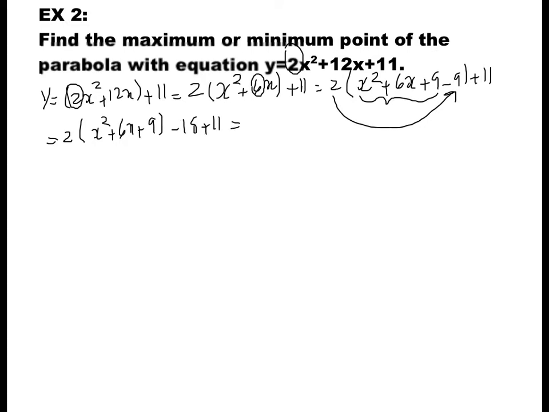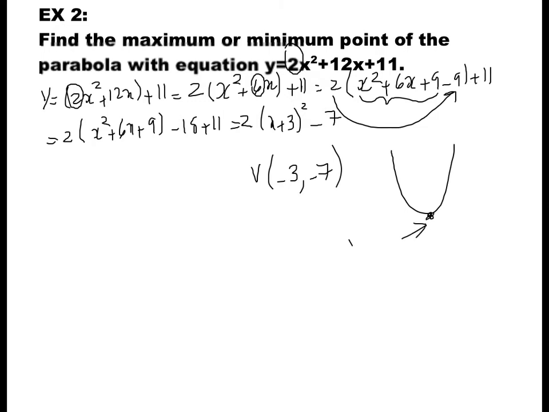Now x squared plus 6x plus 9 is just (x plus 3) squared, and negative 18 plus 11 is going to be negative 7. So from here I get that the vertex has the coordinates (negative 3, negative 7). Since a is positive, the parabola opens up, so this point is a minimum, and the minimum value is negative 7.